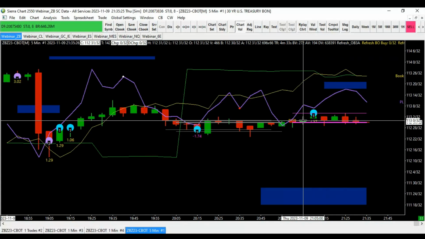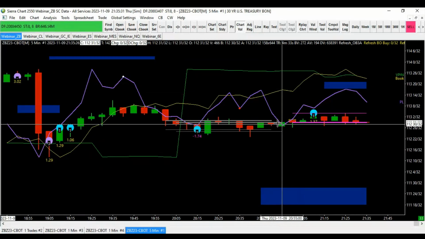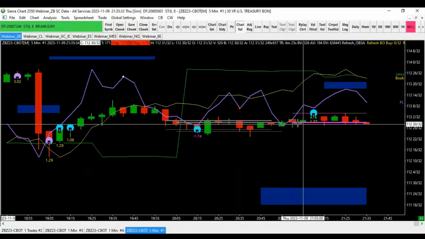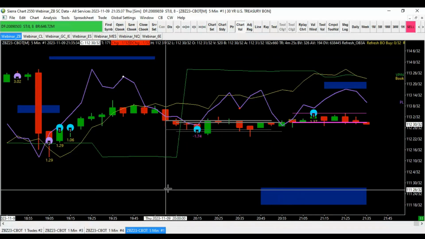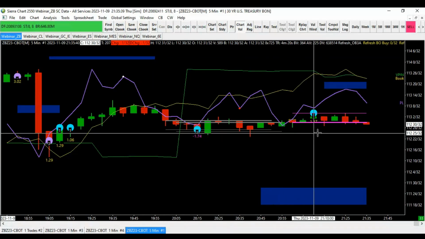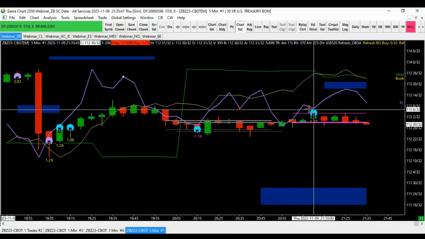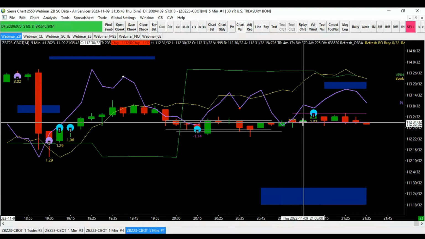So we're up to current time. There's a sell signal here. Pressure line has been moving down. The book is actually up and the VPN has moved up recently. So that suggests it's not a good time to take a sell trade.